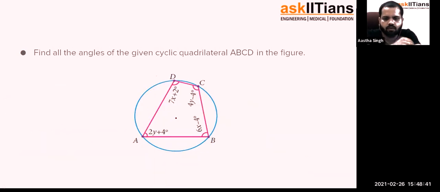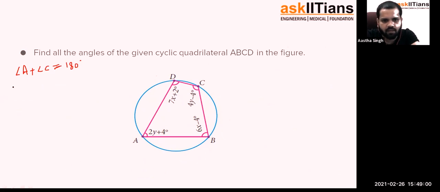Let's now move forward. So, guys, the next question is there for you. Find all the angles of a cyclic quadrilateral. You have to find all the angles, right? You know that angle A plus angle C will be equal to how much? 180 degrees in the case of a cyclic quadrilateral.